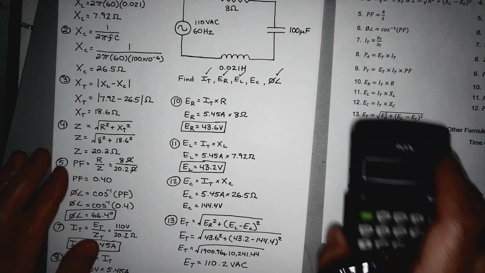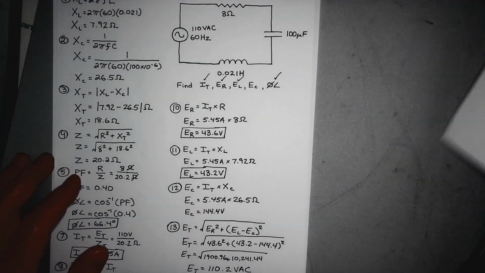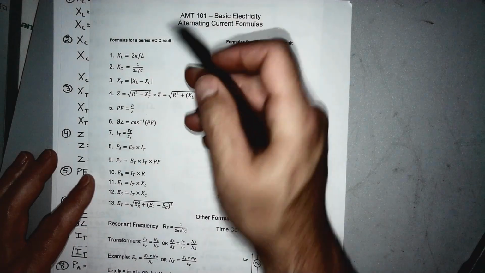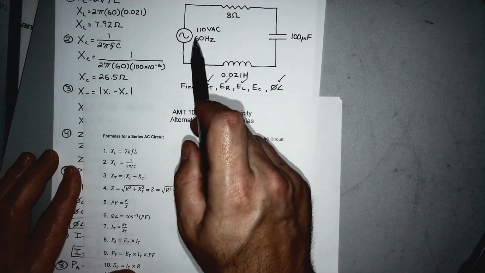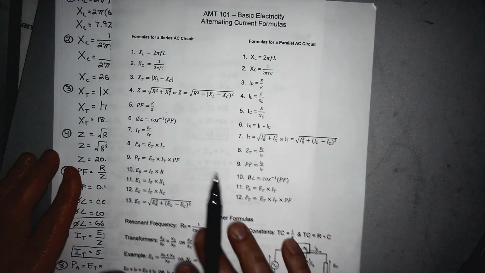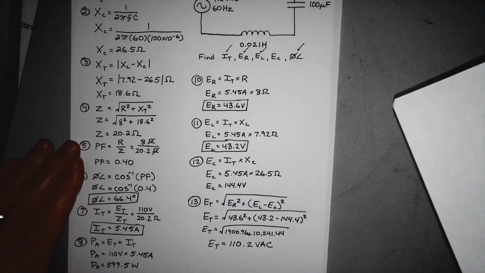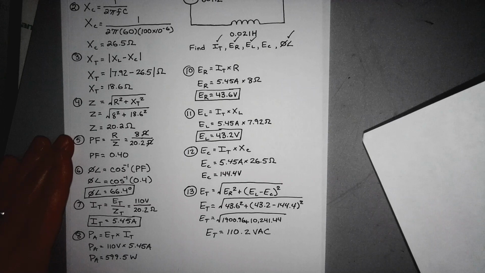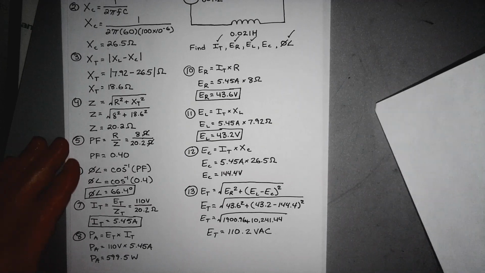All right? And so just to backtrack, all we did was identify our type of circuit. So it's an AC circuit and it's a series circuit. And so we're just going to use the series side of the formula sheet. And we just worked top to bottom, number 1 all the way through number 13, and we found the answers we were looking for.